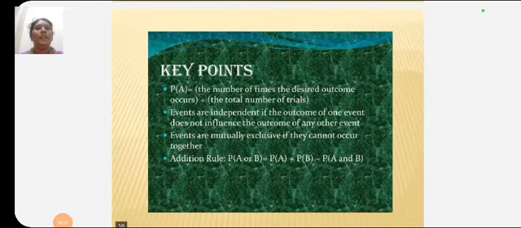Key points. Then P of A is equal to the number of times the desired outcome occurs divided by the total number of trials. Events are independent if the outcome of one event does not influence the outcome of the other event. The events are mutually exclusive if they cannot occur together. Addition rule of probability, that is P of A or B is equal to P of A plus P of B minus P of A intersection B.